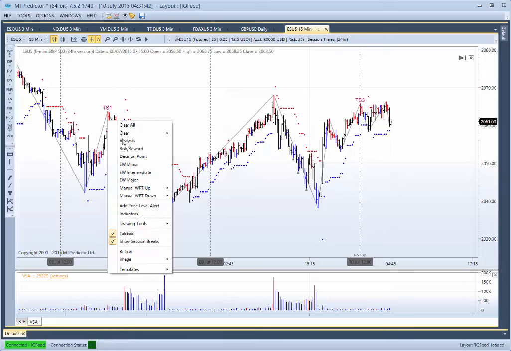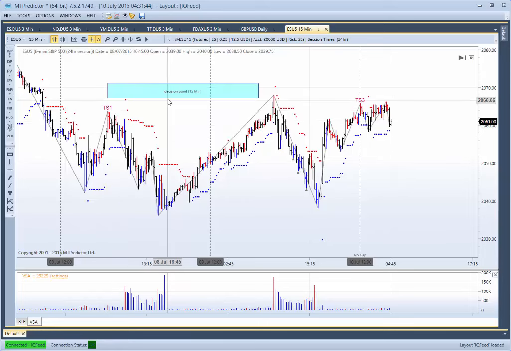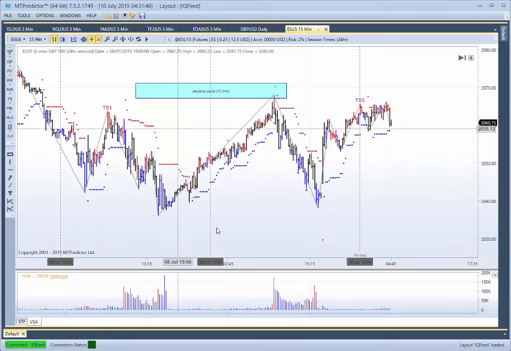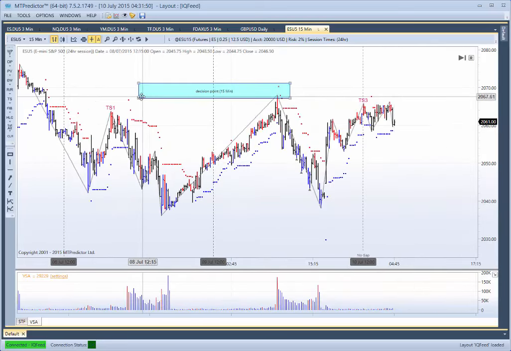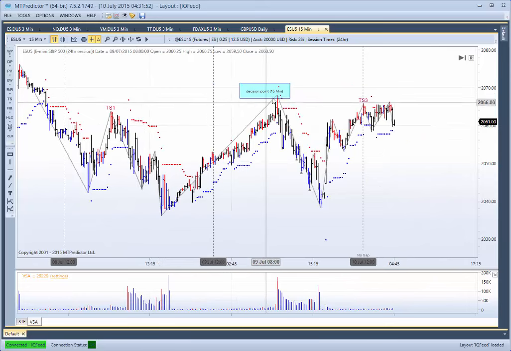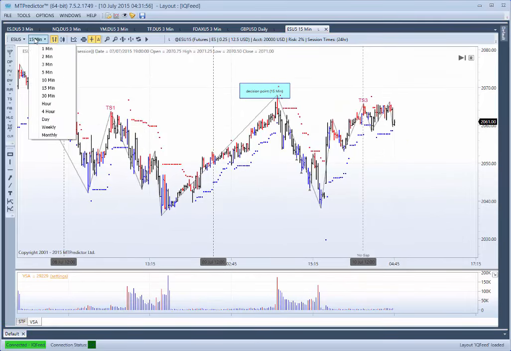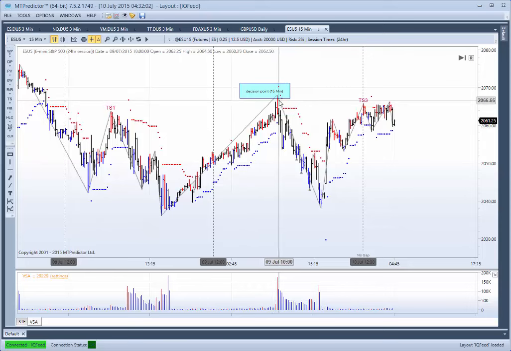Let's right mouse click, place our DP on, and lo and behold, look where yesterday's high, yesterday being the 9th of July, came in: right smack bang at our DP resistance, absolutely perfectly. So even though we didn't get a high on our 15-minute day session only chart, on our 15-minute chart of the 24-hour session, the high came in absolutely perfectly.